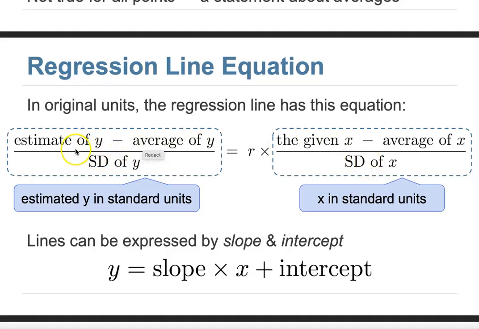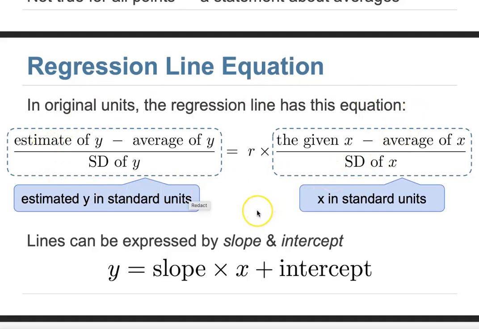So the same thing, when you have your estimated y, that will equal, and here be careful, this y is the original unit y minus the average of the original unit y, divided by the standard deviation of y. So that will be the regression line equation for the original unit.